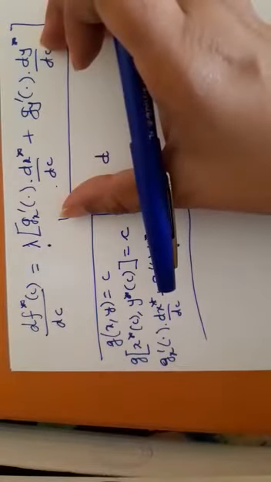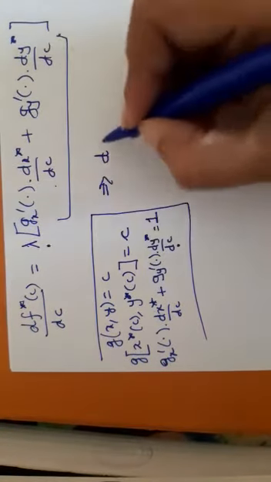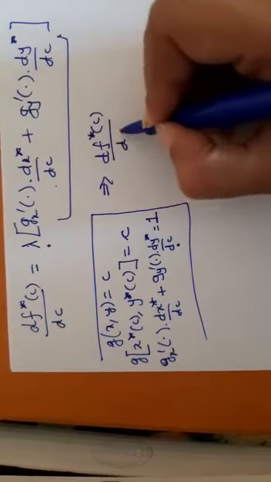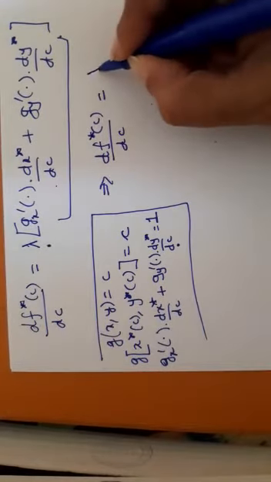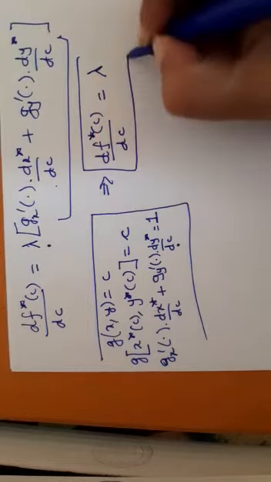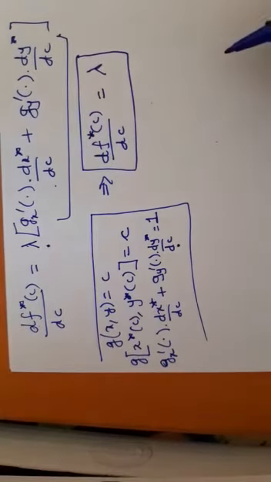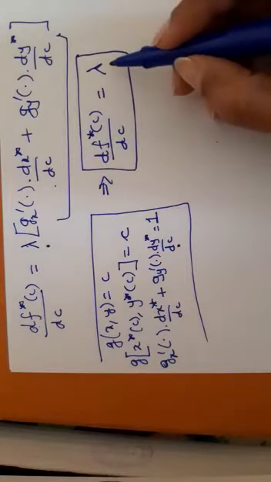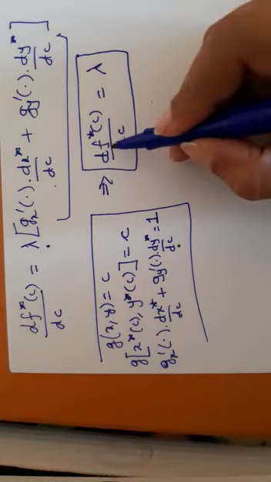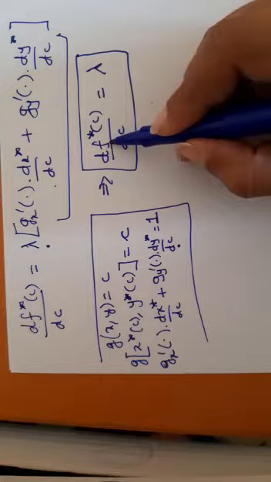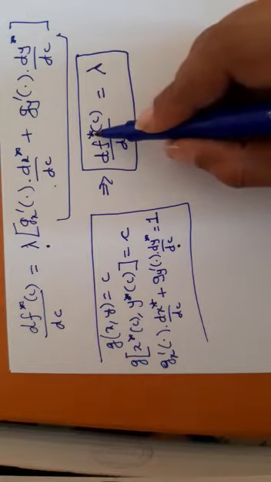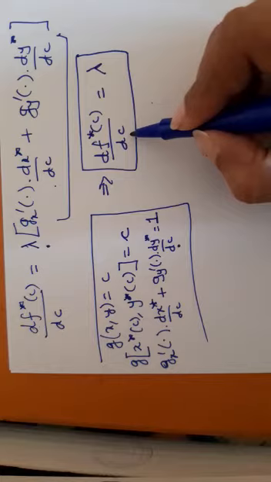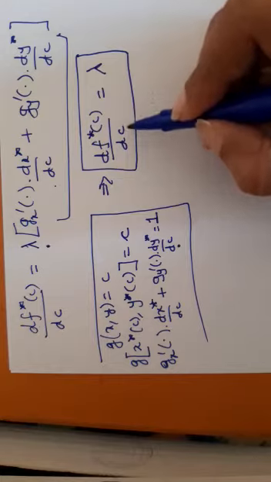Once we put this expression in brackets equal to 1, I get the derivative of the optimal value function with respect to the constraint constant as my Lagrangian multiplier. That is the interpretation of the Lagrangian multiplier. It tells us the rate at which the optimal value of the objective function, the value of the objective function at the optimum, changes whenever the constraint constant changes.